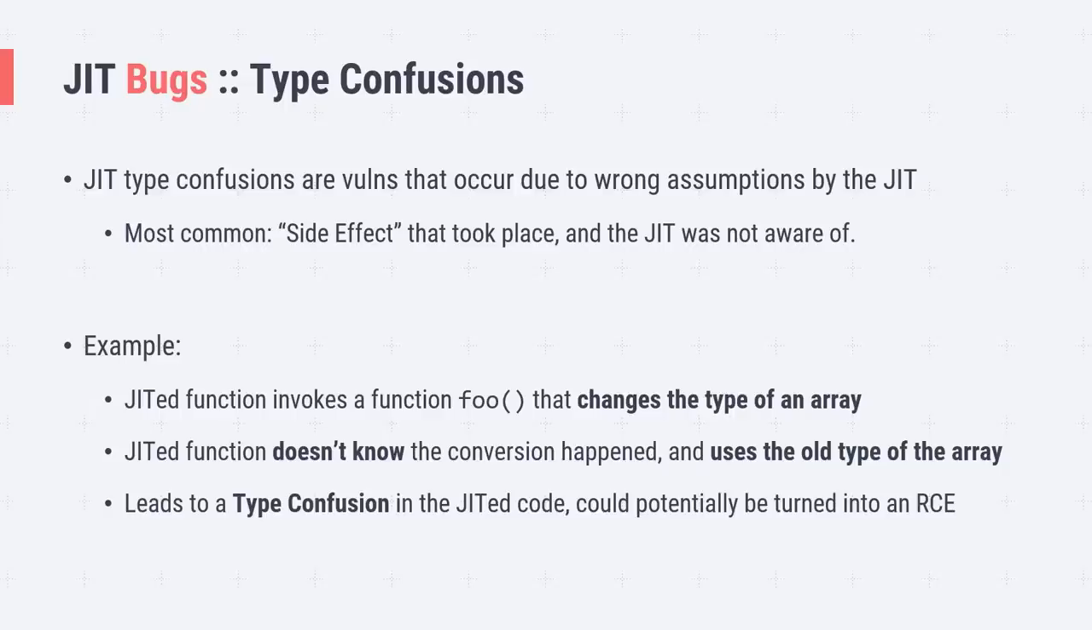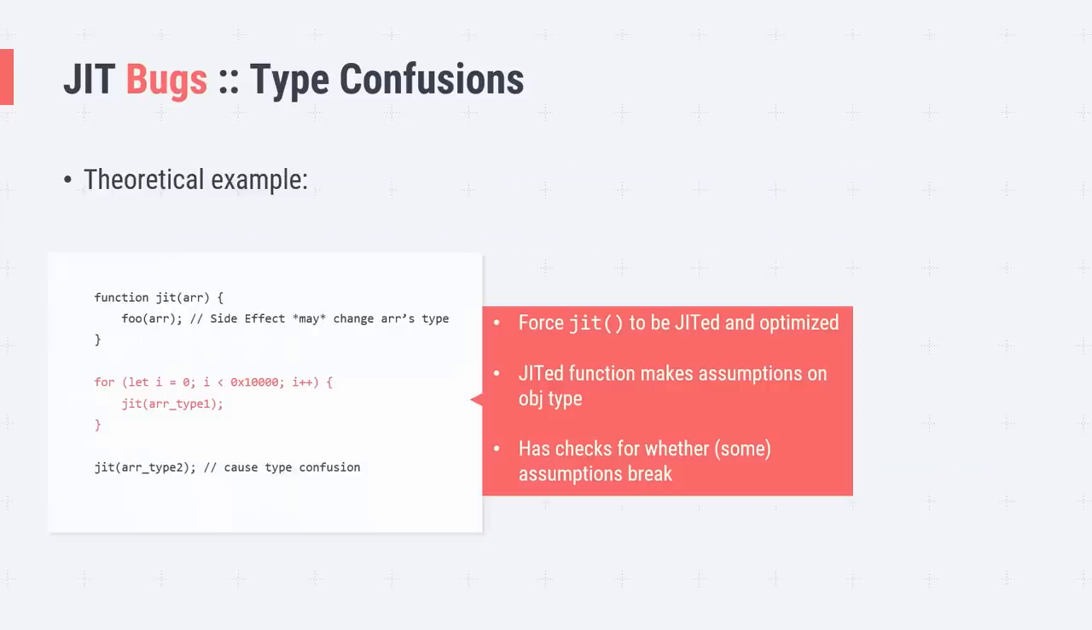So in the usual case, what happens is you have some function, let's call it foo, which changes the type of some object. Let's think of it as an array. And then the function that got jitted doesn't know about this conversion. So it thinks that everything's still the same and nothing has changed. So it's going to work with it as it did before. And this leads to a type confusion. So let's look at an example.